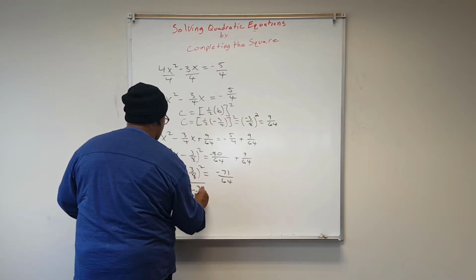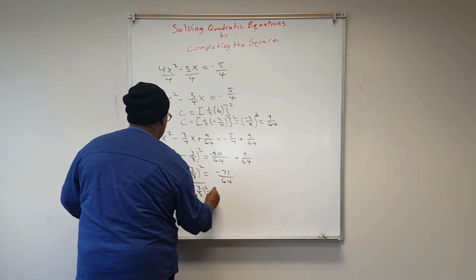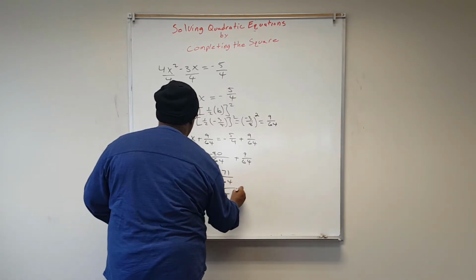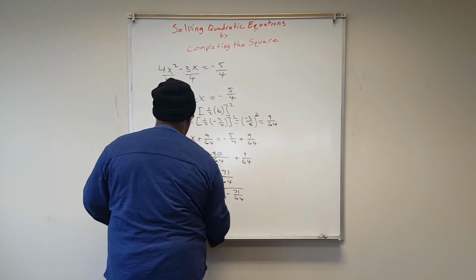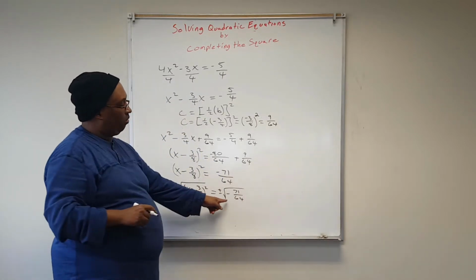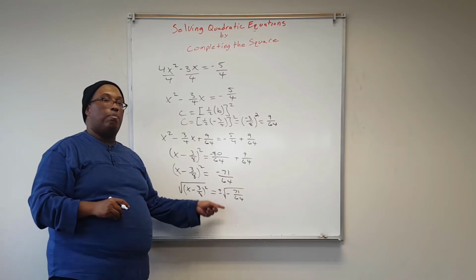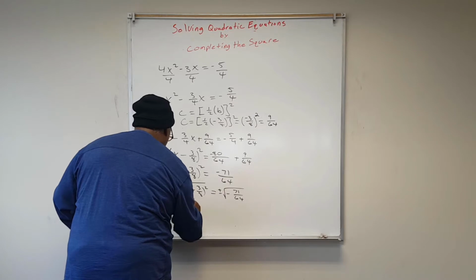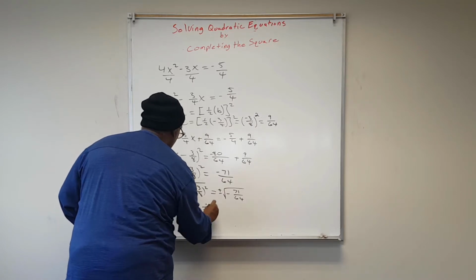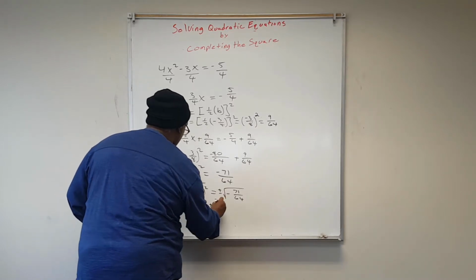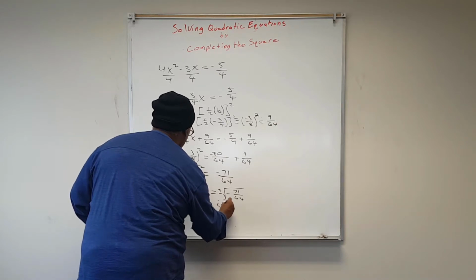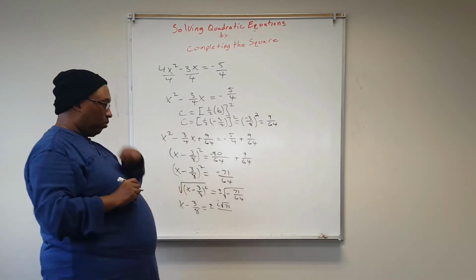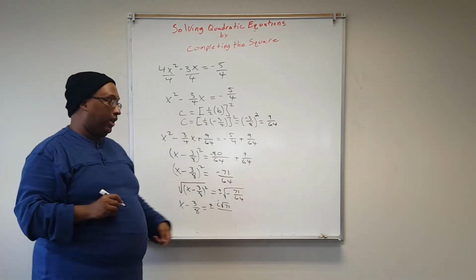x minus 3/8 equals plus minus the square root of negative 71 over 64. Again, we're taking the square root of a negative. That means we're going to have an imaginary answer there. So we get x minus 3/8 equals plus minus i square root 71. The square root of 64 is 8.